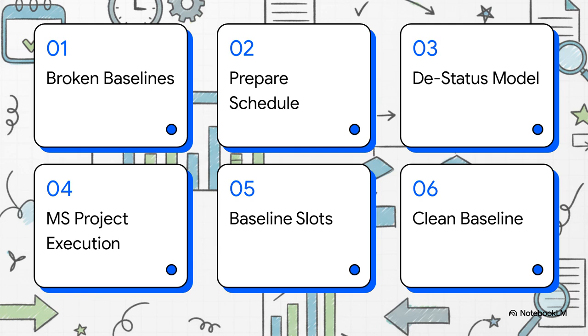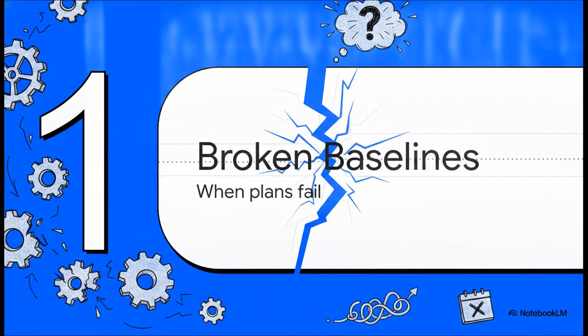Here is our roadmap for today. We'll start with when your baseline breaks, then move into the two-part protocol. Part A on preparing the schedule, and Part B on de-statusing the model. After that, we'll cover executing this in MS Project, mastering the baseline slots, and finally, getting to that defensible, clean baseline. Section 1. When your baseline breaks.